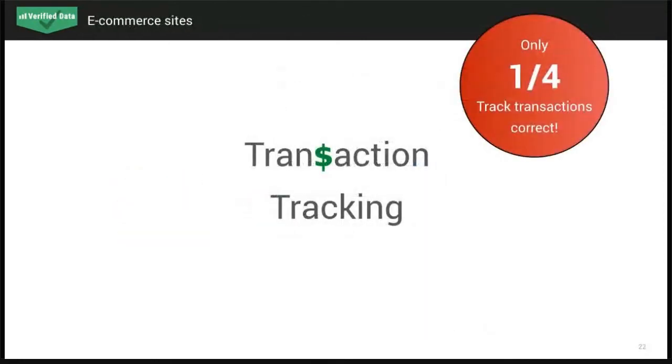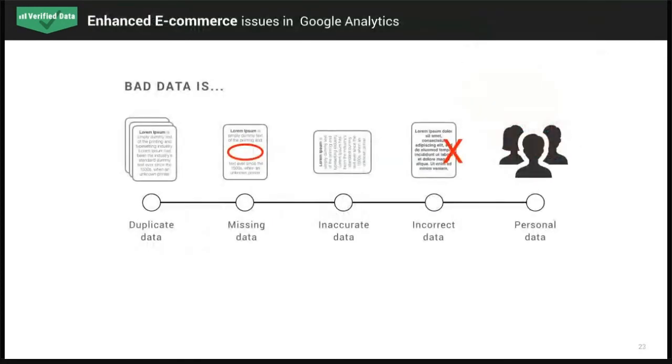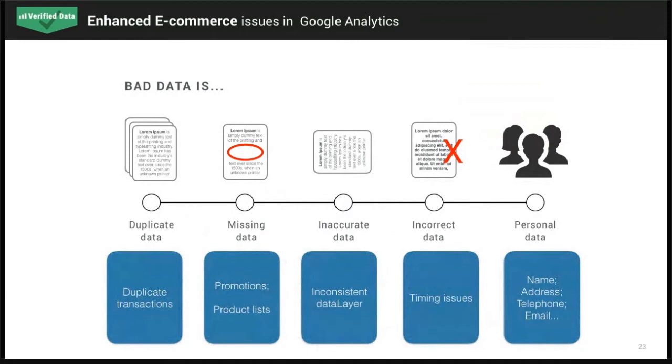So let's come back to something very specific to, I think, what you guys are looking at, transaction tracking. Remember, only 1 in 4 websites got this right. And you probably remember this slide. So these are the areas that we're looking at for bad data. And this is what I mean from an e-commerce point of view. Duplicate data means duplicate transactions, and I'll show you an example of that. Promotions and product lists, it amazes me how often these are just missing.